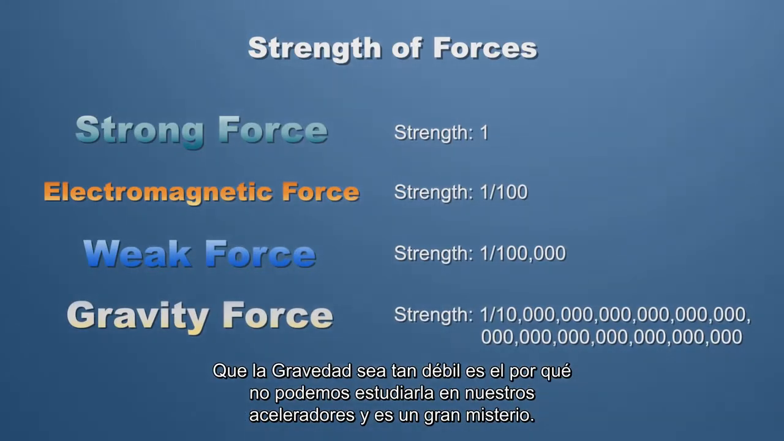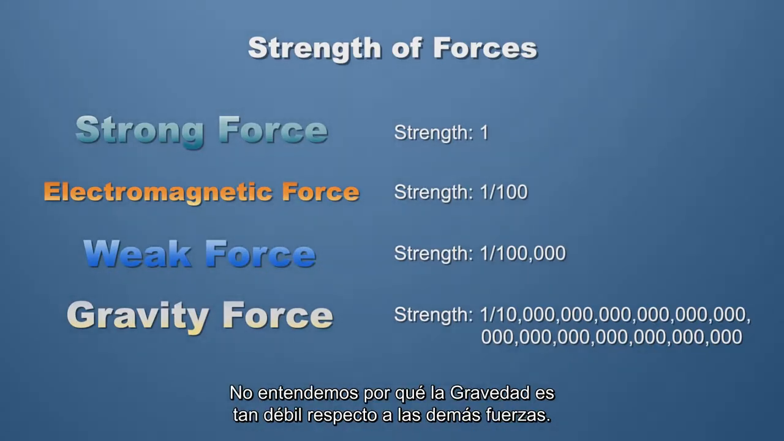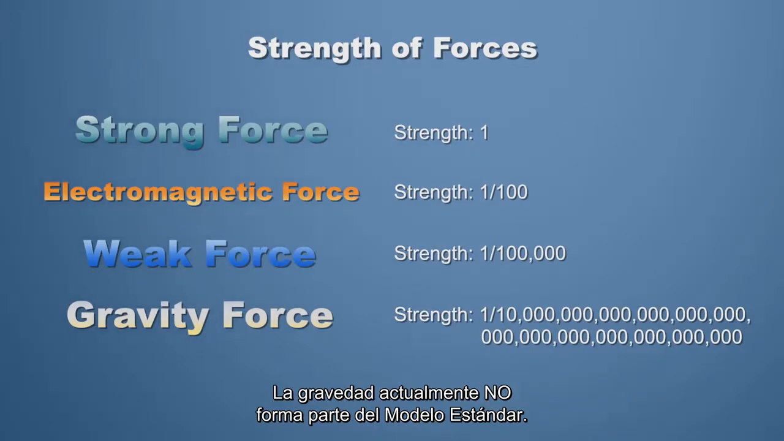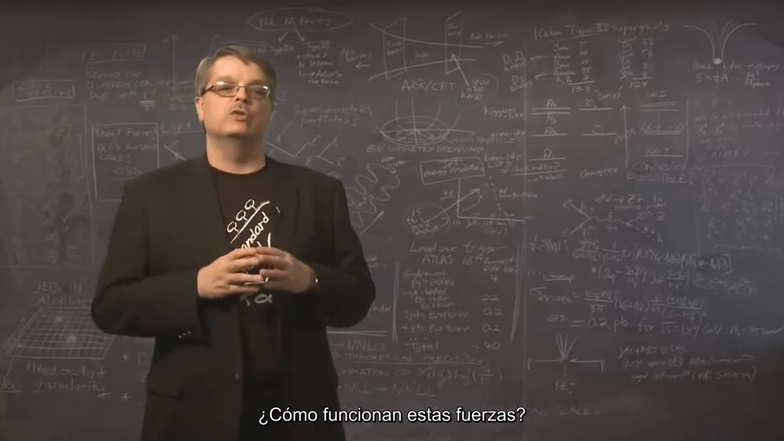This weakness of gravity is why we can't study it at particle accelerators, and it's a huge mystery. We don't understand why gravity is so much weaker than the other forces. Gravity is currently not part of the Standard Model. How do these forces work?